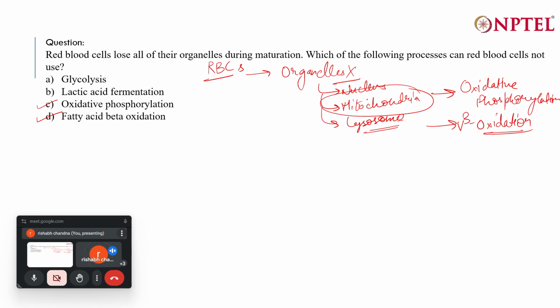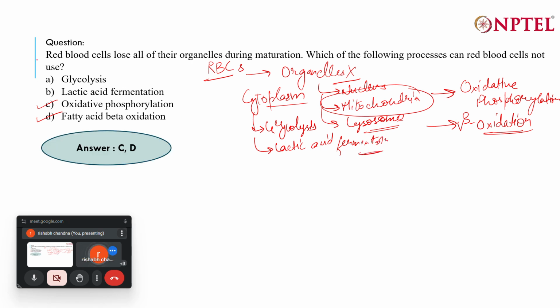All the processes that take place in the cytoplasm actually operate in RBCs. So be it glycolysis, be it lactic acid fermentation, these two processes will operate in the RBCs. So the correct answer is option C and D.